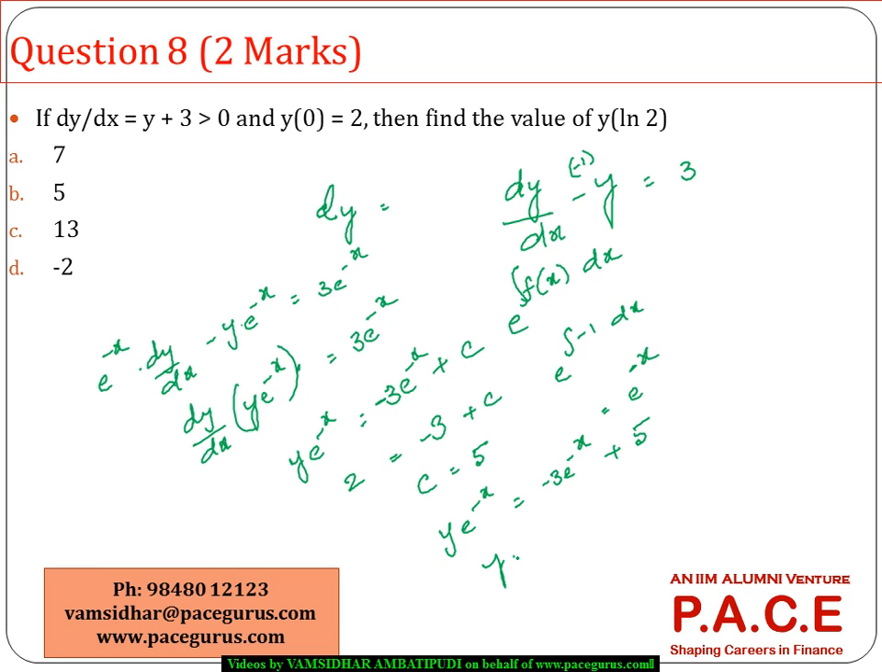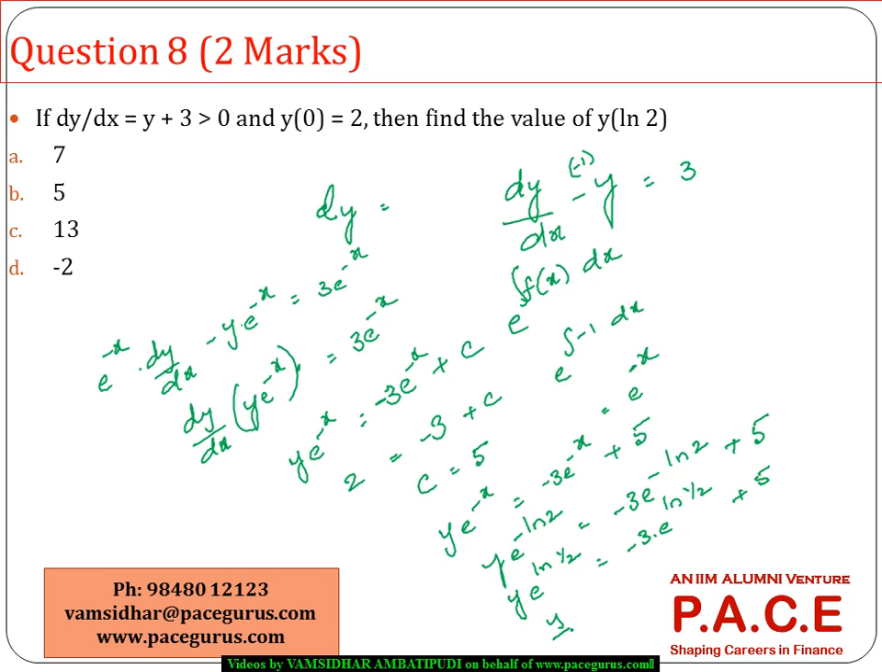Y into e power minus log 2 is equal to minus 3 into e power minus log 2 plus 5. Now we can very well say e power minus log 2 could very well be taken as 2 power minus 1, as per the rules. So e power log half is equal to minus 3 e power log half plus 5. So e power log half base e is nothing but half.